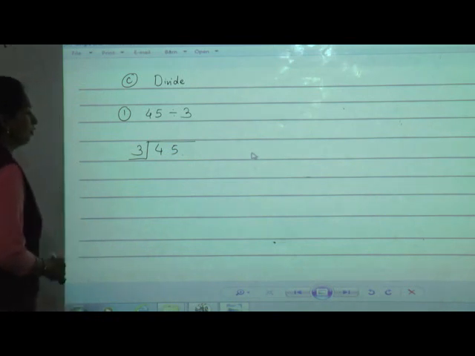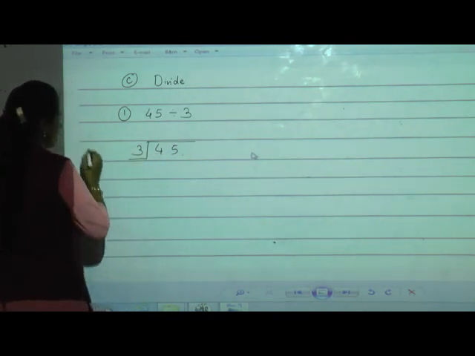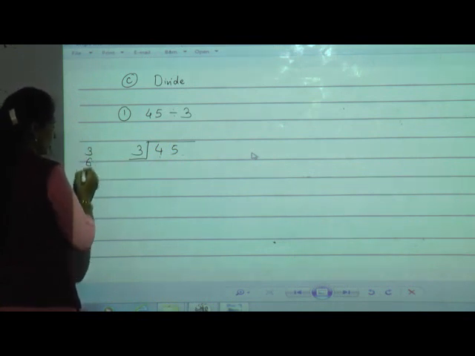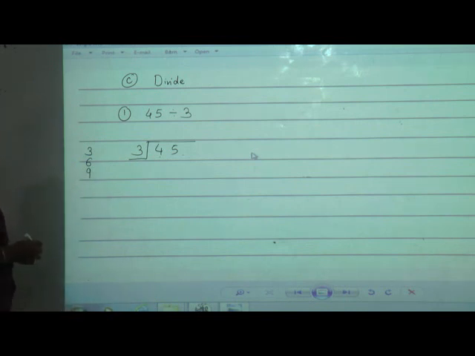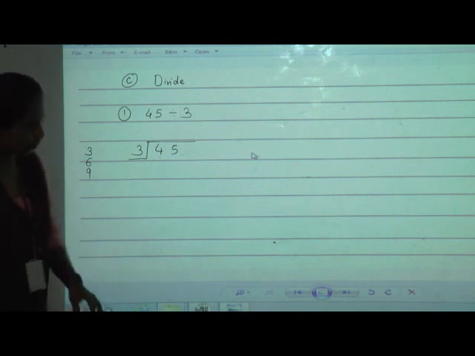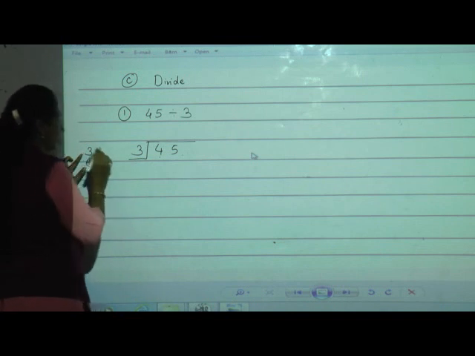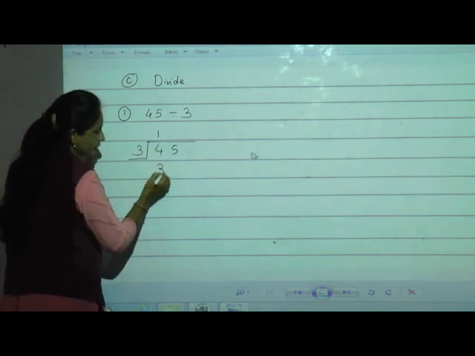Now what we will do, we will start from the left side. Okay, what is there? First 4. Now we will see in the 3 table. 3 ones are 3, 3 twos are 6, 3 threes are 9. No, 4 is not there exactly. So what we will do? We will go with the number less than 4. What is less than 4 is 3. So where is it? At 1's place. So we will write 1, 3 ones are 3.